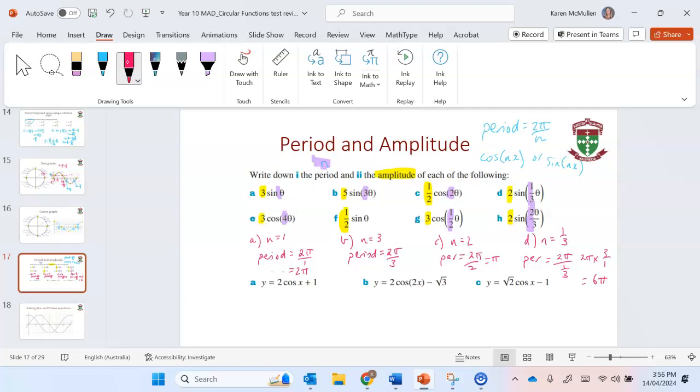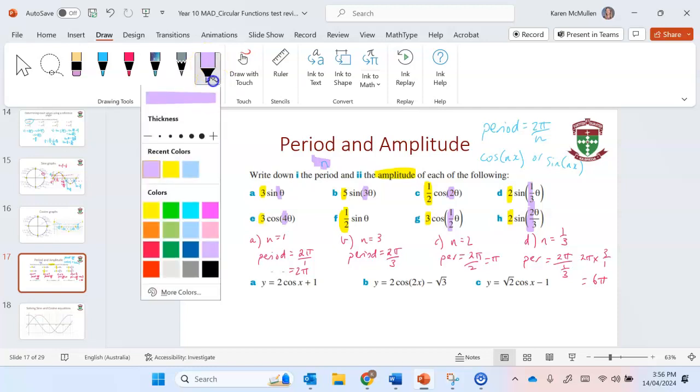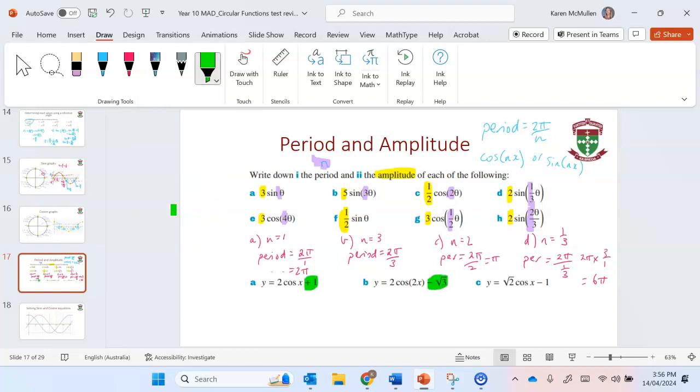I've put this other question in because you do also need to know translations. We didn't cover horizontal translation, so just vertical. So it's just what's been added or subtracted. This number that I've highlighted in green, if it's positive, it means your graph's shifted up. If it's negative, it's shifted down. Here it's gone up 1, here it's gone down root 3, and this one it's gone down 1.